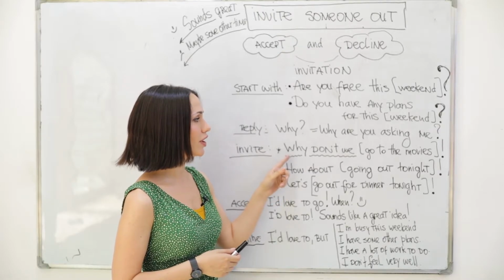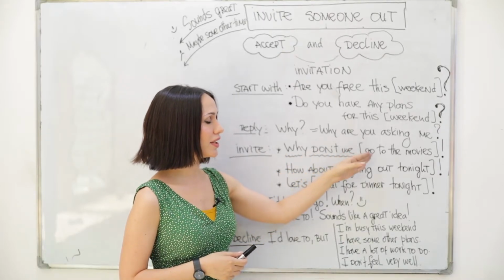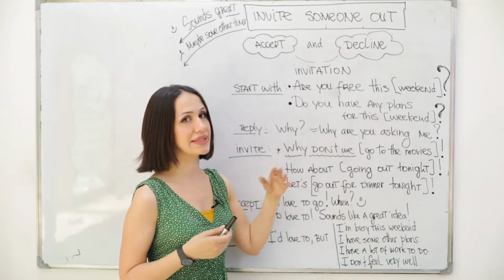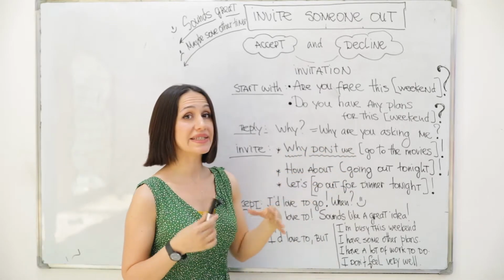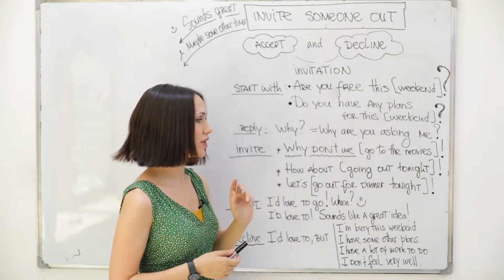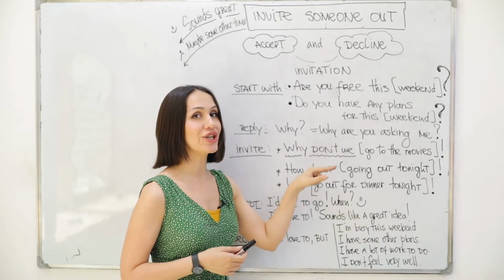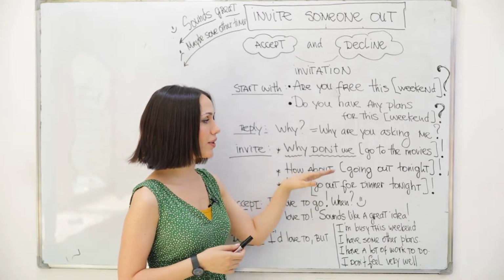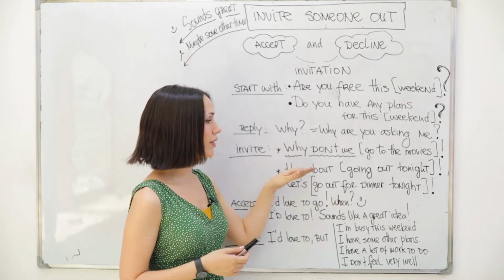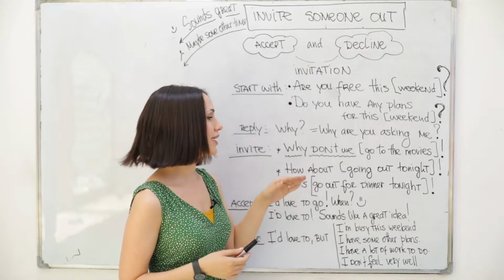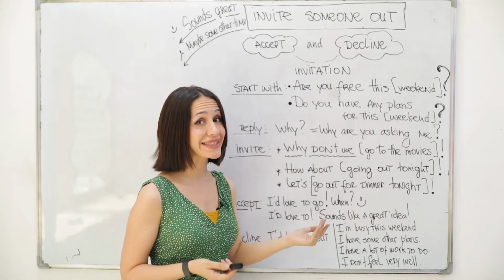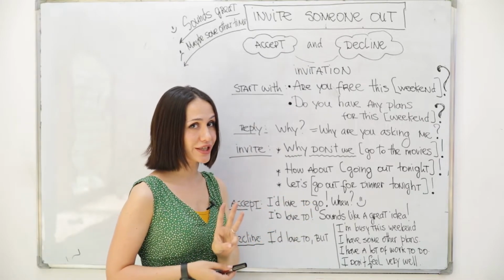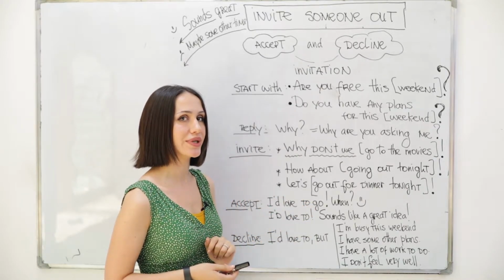In the first way, why don't we, we use the base form of the verb. Why don't we go? Why don't we stay? Why don't we spend? But in the second one, we use how about going? We use the ing form, gerund. How about going somewhere? How about staying home? How about spending time together? And so on.